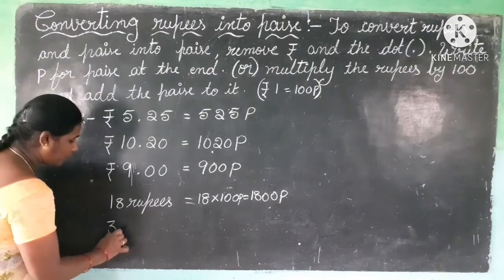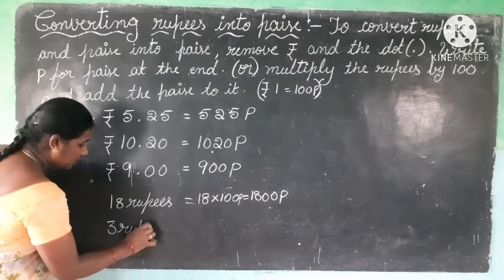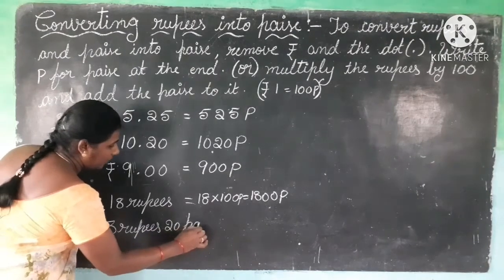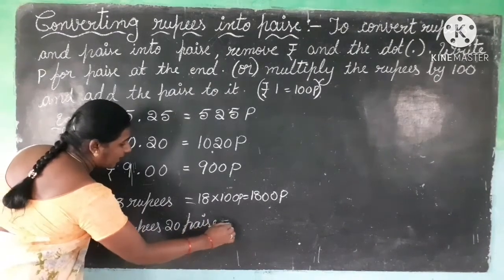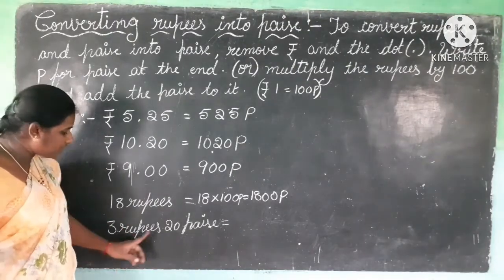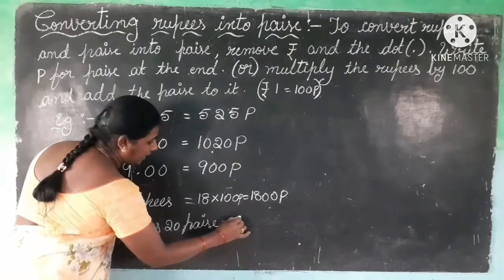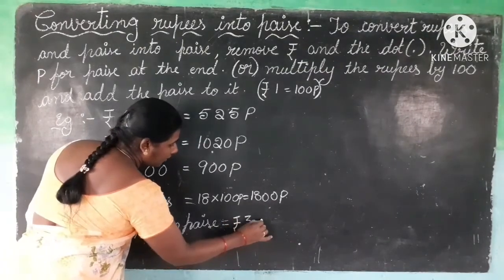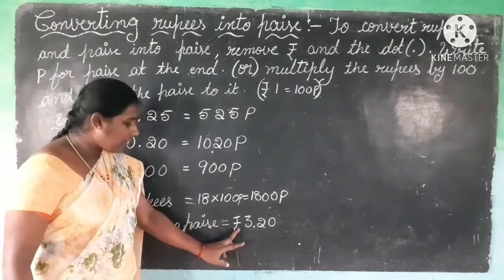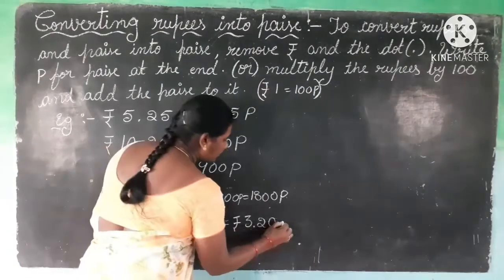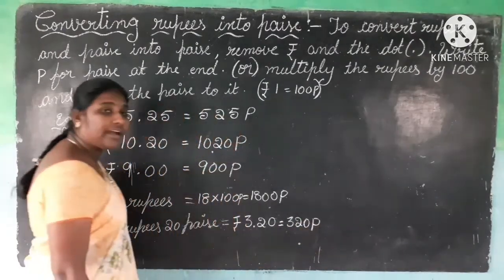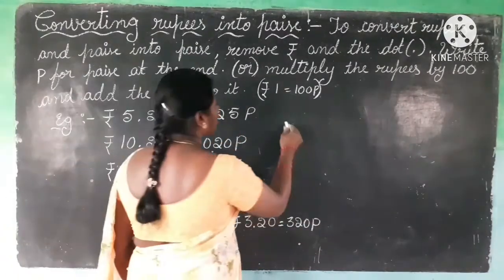Suppose 3 rupees 20 pies. First write this in figures. 3 rupees 20 pies, how should we write? Rupees 3 dot 20. While converting into pies, remove the rupee symbol and dot. It is equal to 320 pies.